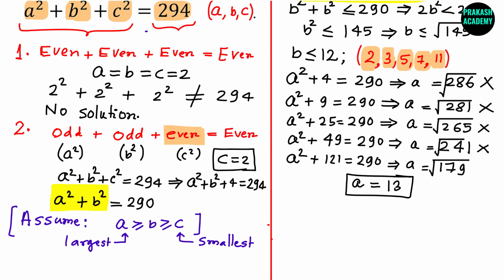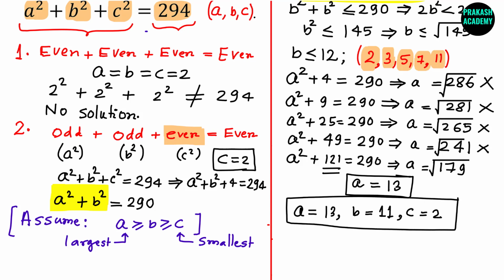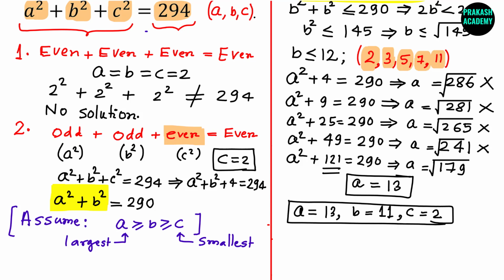So what was the assumption? That a is greater than b is greater than c. So we have a equals 13. And what is the value of b? In this case b is 11. And what is the value of c? c is 2. So this is the solution we have. In this case we assumed that a is greater than b and greater than c.